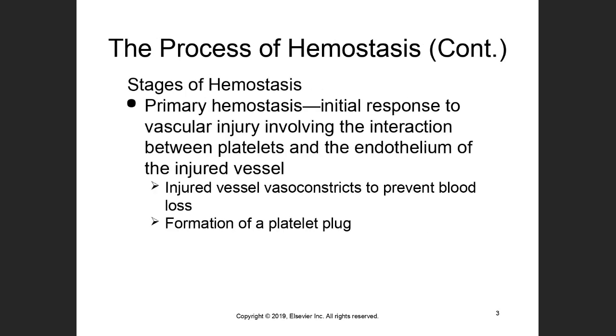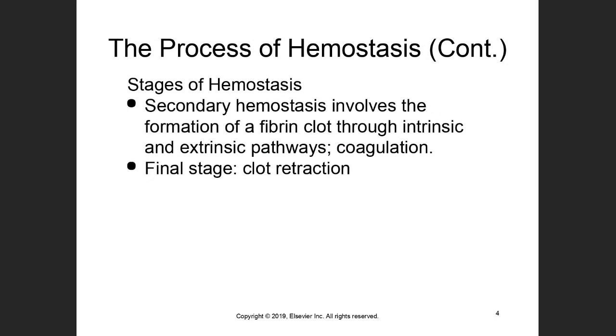In the stages of hemostasis, we have primary hemostasis, the initial response to vascular injury, which involves the platelets. That's extremely important. Hemostasis is divided into primary and secondary. Primary is through the platelets, and secondary is when you activate the coagulation factors. Secondary hemostasis involves coagulation factors and the fibrin clot, when you form the clot.